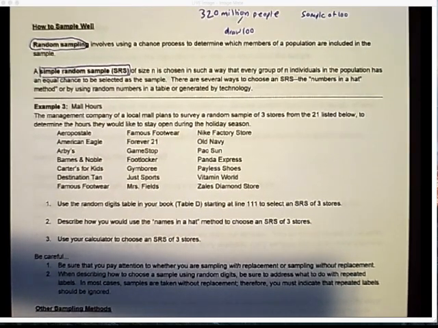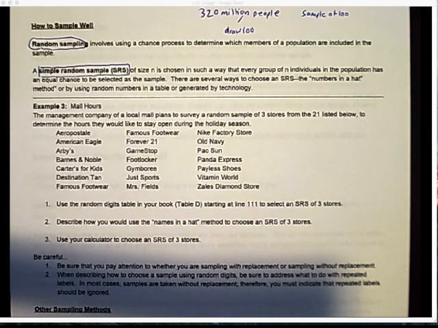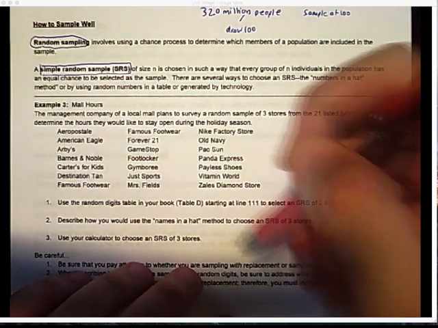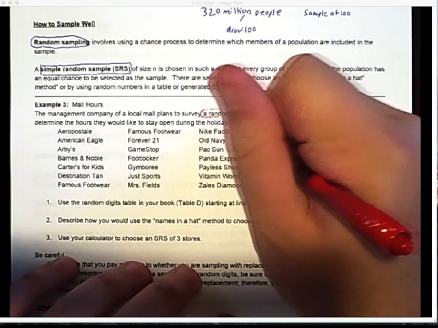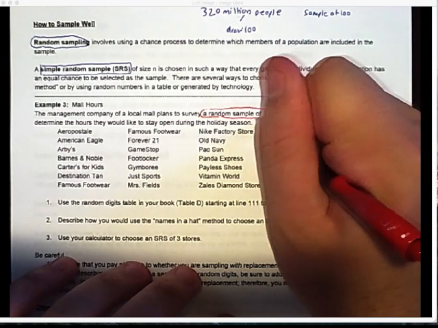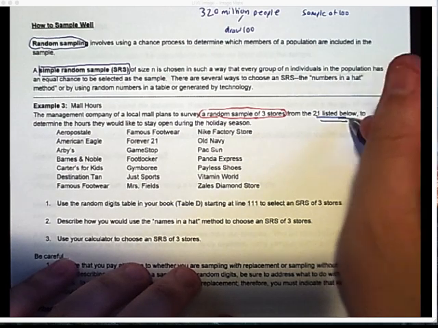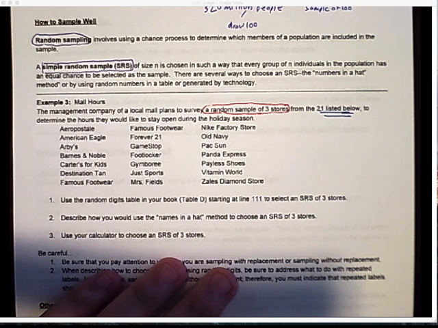So let's look at the next example. All right, it says the management company of a local mall plans to survey a random sample. Okay, so here's our sample information. Random sample of 3 stores from the 21 listed below to determine the hours they would like to stay open during the holiday season.